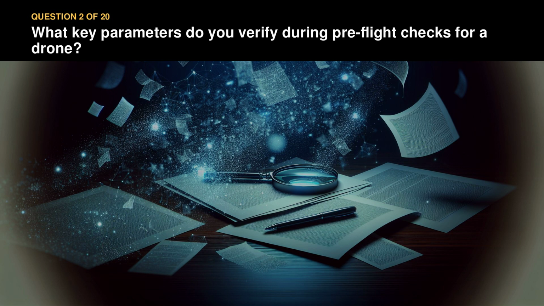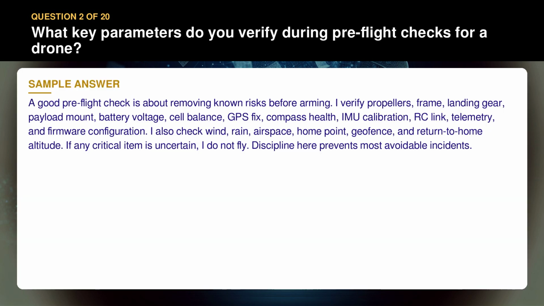Question 2. What key parameters do you verify during pre-flight checks for a drone? A good pre-flight check is about removing known risks before arming. I verify propellers, frame, landing gear, payload mount, battery voltage, cell balance, GPS fix, compass health, IMU calibration, RC link, telemetry, and firmware configuration. I also check wind, rain, airspace, home point, geofence, and return to home altitude.